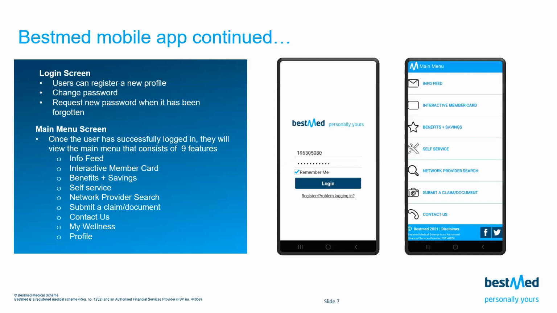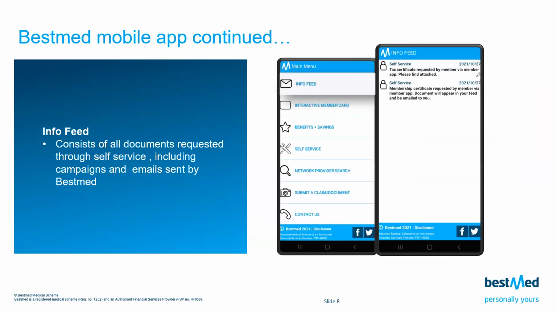So from the dashboard, or the main menu screen, you will see that there are a lot of menus, and I will quickly run through each of them just to have you see how you can do all of the screens. The first one then is the info feed. This is the area where you will get all of the information that BestMed will send out to you on a weekly basis.